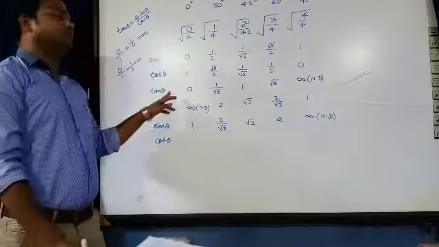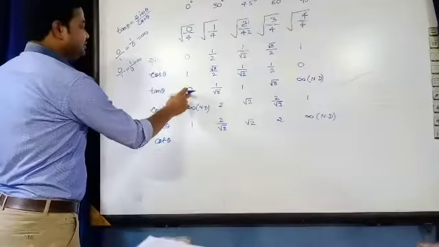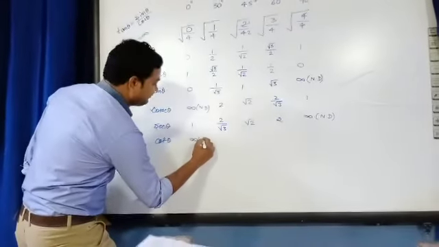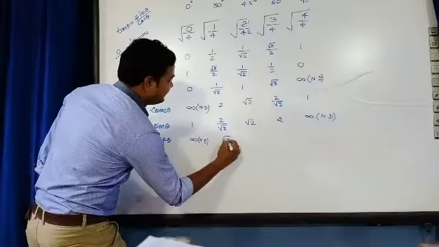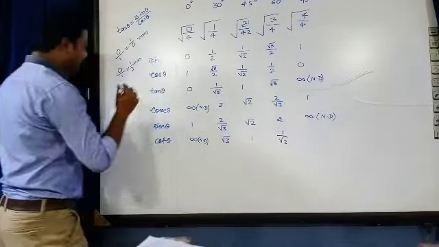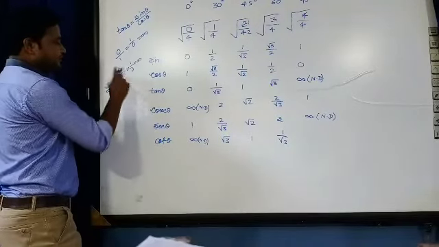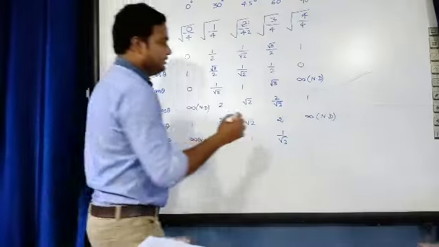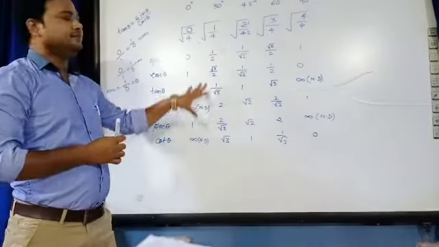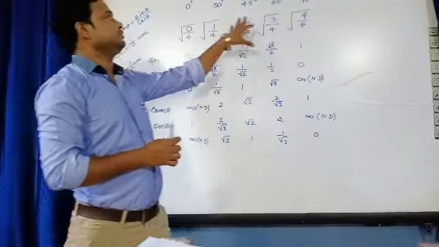Now cot theta equals 1 by tan theta. It means 0 gives 1 by 0, again infinity, not defined. Here is root 3, here is 1, here is 1 by root 3, here is infinity, which means 1 by 0, 0 by 1 equal to 0. In this way we can draw the table of the particular angles.